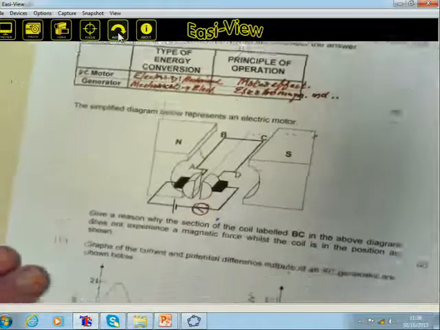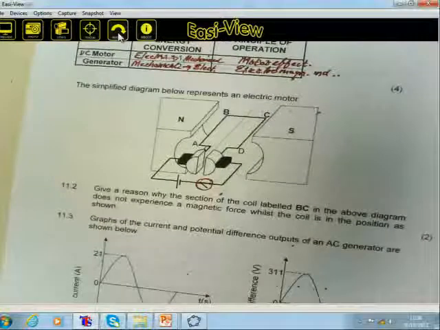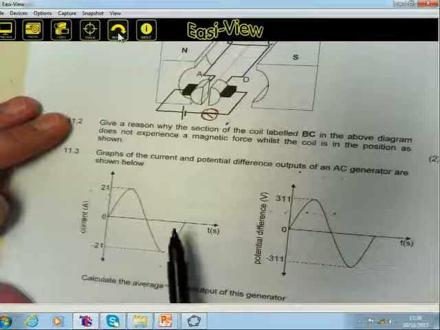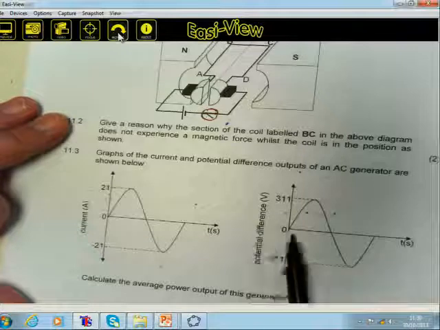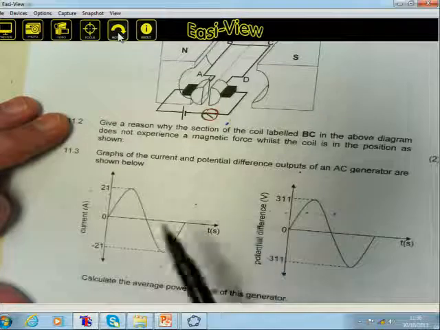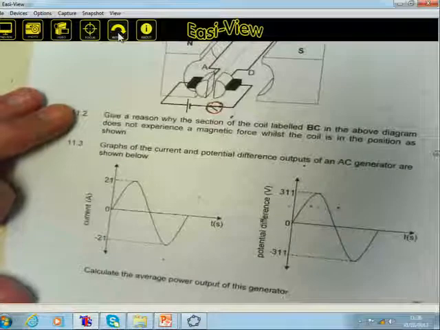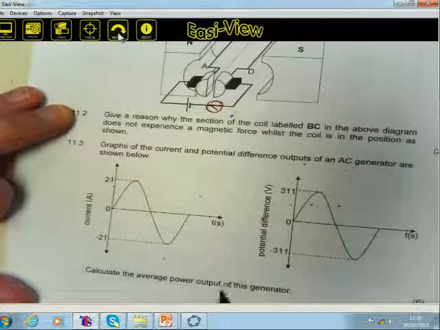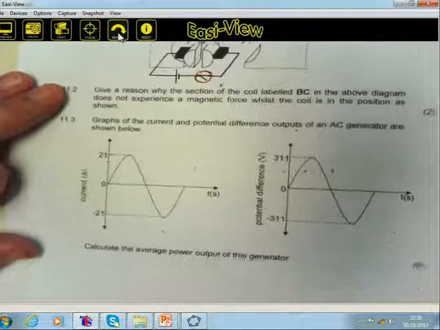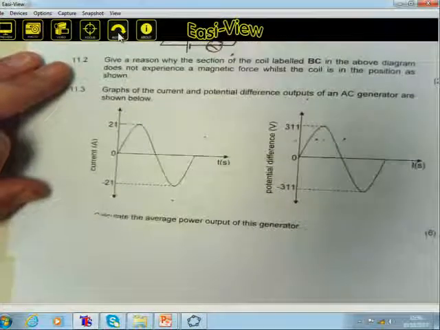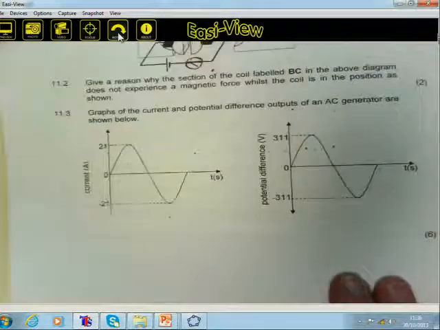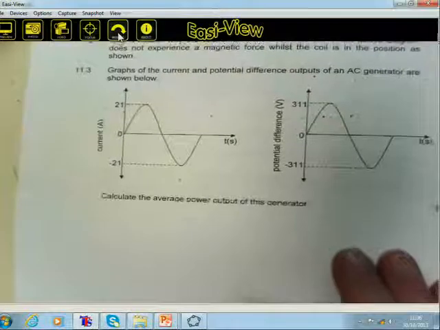11.3, two graphs are given to you. A graph of the alternating current against time and the potential difference against time. The graph indicates that it is alternating current. Now the question: calculate the average power output of this generator. So now they don't give you any values directly, they give the values indirectly by means of a graph. Right.